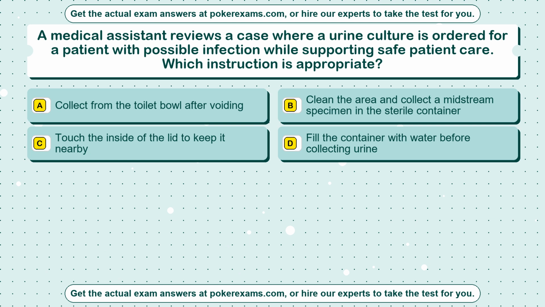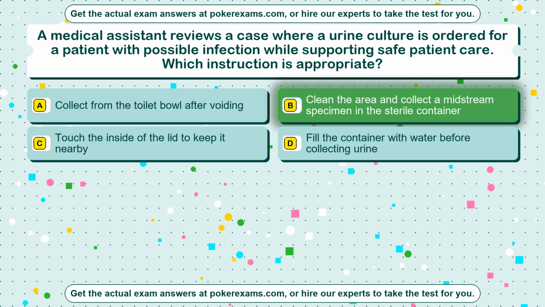Question 26. A medical assistant reviews a case where a urine culture is ordered for a patient with possible infection while supporting safe patient care. Which instruction is appropriate? Option A, collect from the toilet bowl after voiding. Option B, clean the area and collect a midstream specimen in the sterile container. Option C, touch the inside of the lid to keep it nearby. Option D, fill the container with water before collecting urine.